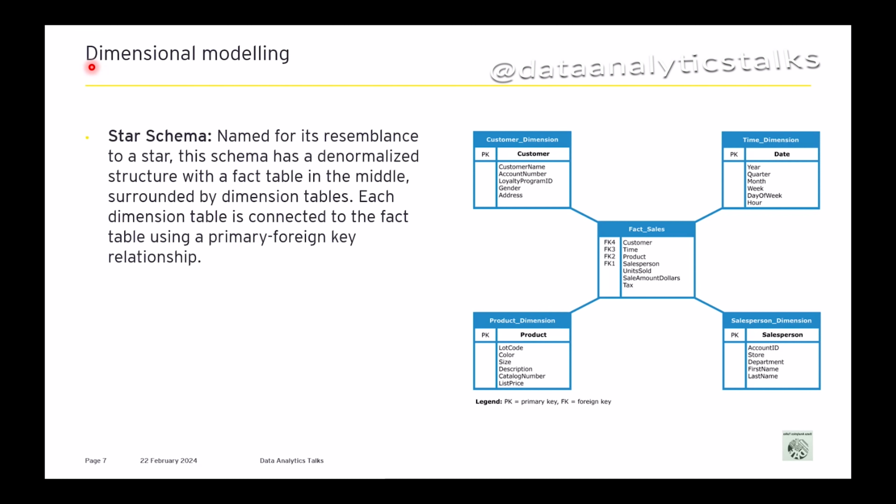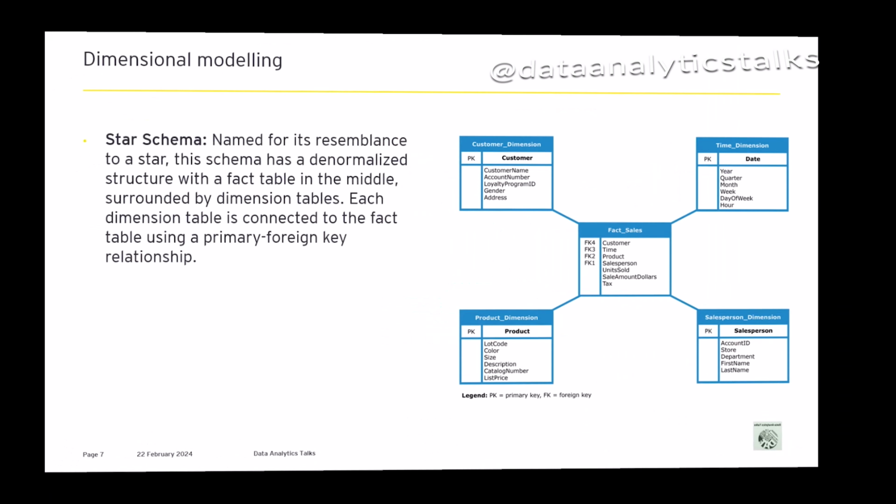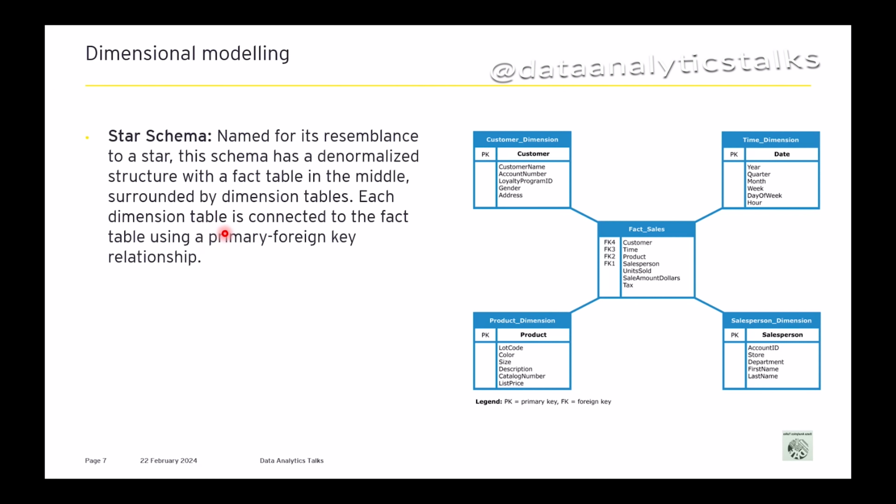When I was discussing dimension modeling, I mentioned the star schema and the snowflake schema. In either case, each dimension table is connected to the fact table using a primary key and foreign key relationship. So that's what we are going to do next. We will relate the dimension table to the fact table using the primary and foreign key relationship. Let's see how that works in the ERwin model.